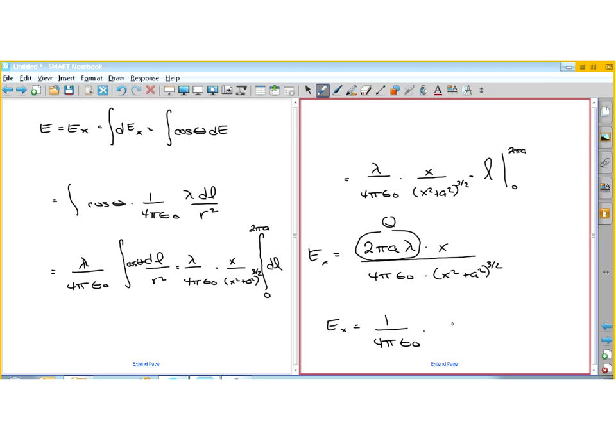So you get 1 over 4 pi epsilon 0, you get Q, the total charge on the ring, times the distance along the axis from the center of the ring, divided by x squared plus a squared to the 3/2 power.